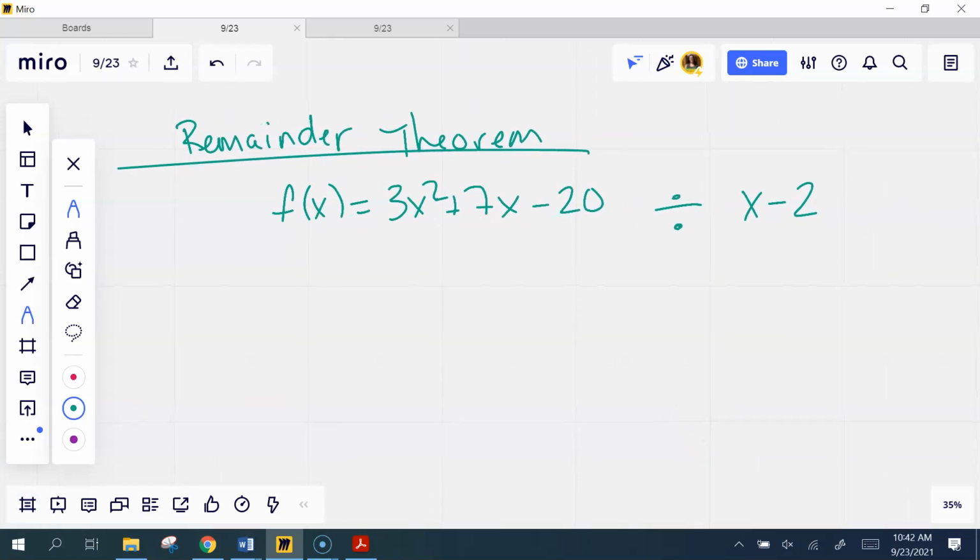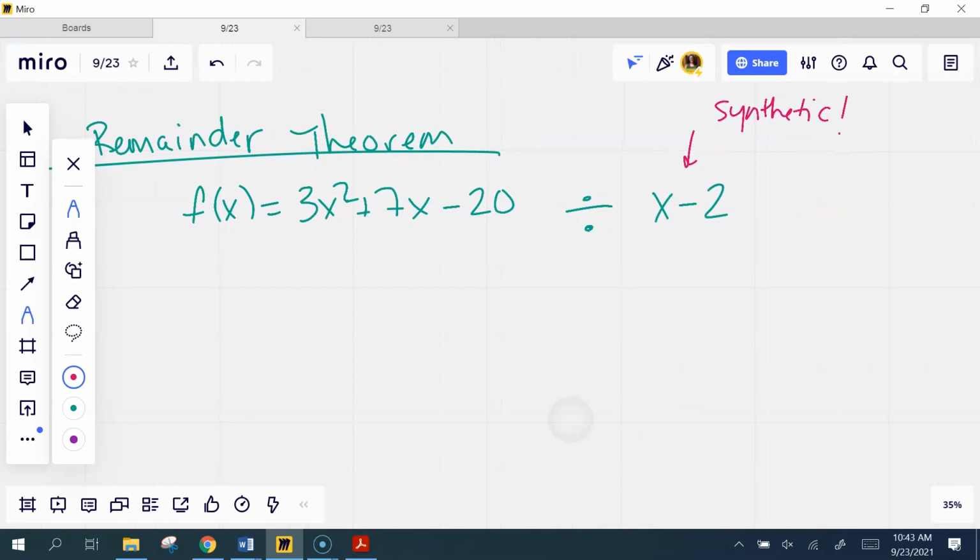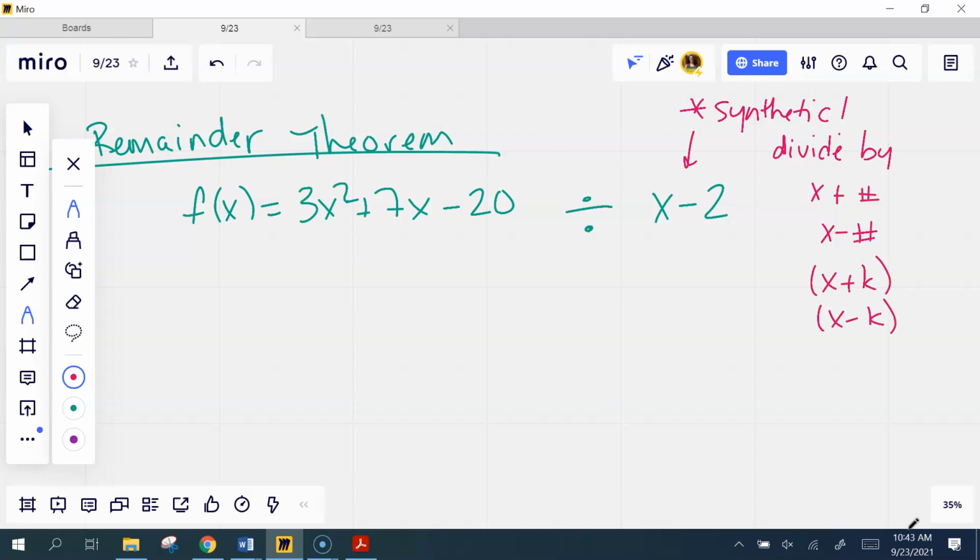Now, first off, should you do long division here? Why? How do you know you can use synthetic there? When you divide by x plus a number or x minus a number, and most of the time we call that number k for a constant, so x plus k or x minus k, you can't have any coefficients or any exponents on x. But as long as you're dividing by one of those, you can definitely use synthetic division.